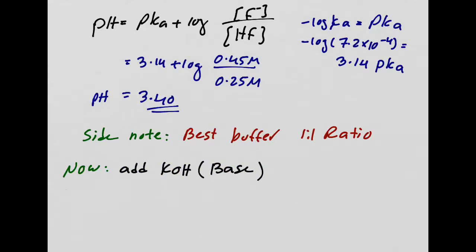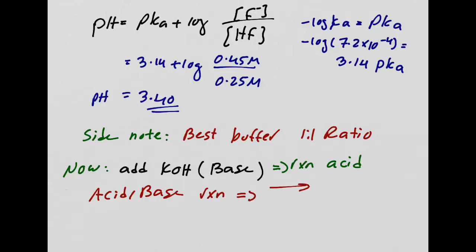If you add KOH, it would react with the acid. What is my acid here? Hydrofluoric acid. So if it reacts with the acid, now I have an acid-base reaction. Remember we talked about this: if you have an acid-base reaction, it's not an equilibrium, it's one arrow. Usually use moles or millimoles and think about the limiting reagent when you have an acid-base reaction.